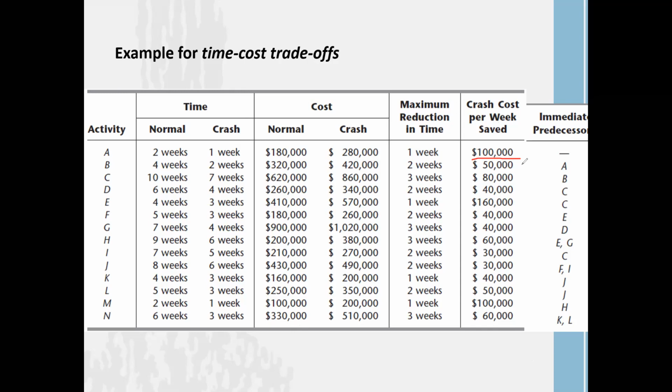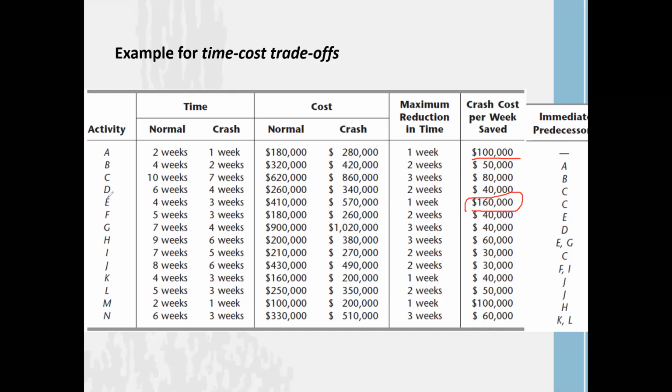Right? Now you might wonder why we need these calculations. Here, if you are looking at these things, for activity A, the additional cost is 100,000, right? For crashing of 1 week. Activity B, the additional cost is 50,000 for crashing 1 week, right? So likewise, activity C, it is 80,000. Activity D, it is 40,000. And you can see activity E, right? It is consuming 160,000.